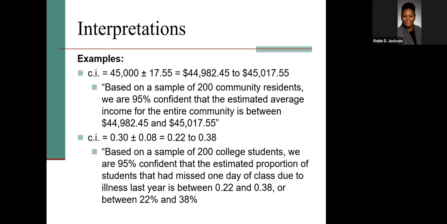Okay, and then you can see the same thing below for the proportion. Based on a sample of 200 college students, we are 95% confident that the estimated proportion of students that had missed one day of class due to illness last year is between 0.22 and 0.38, or between 22% and 38%. Okay.